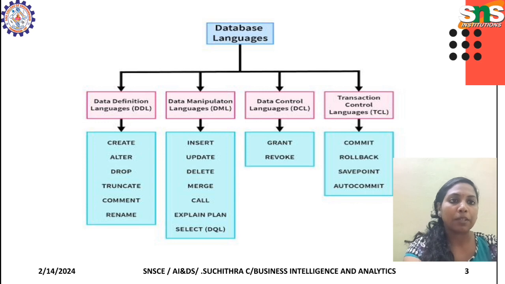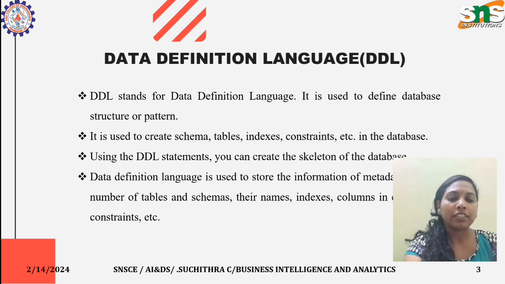The last type is transaction control language. Their functions are commit, rollback, savepoint, auto commit. Next, we will be seeing each type in detail. The first one is data definition language, that is DDL.